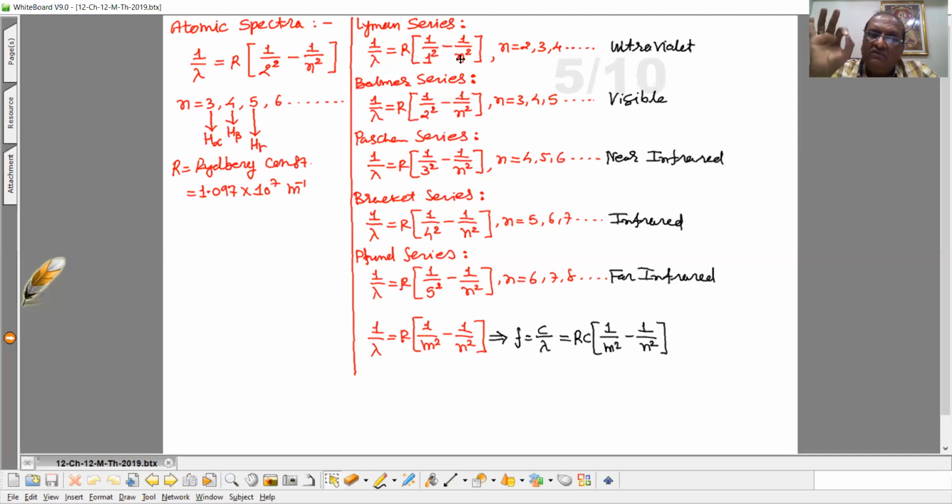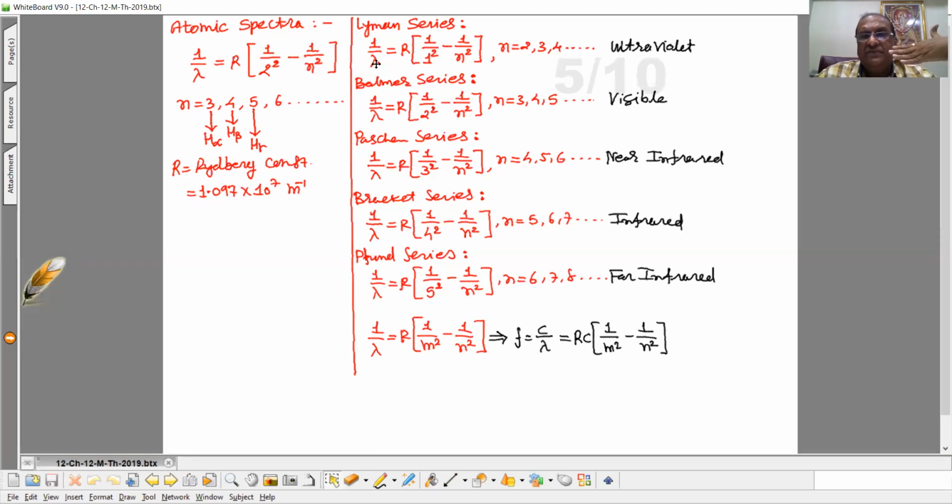The first line is always termed the alpha line. This is for the hydrogen atom. So when we substitute n equal to 2, we get the wavelength of the H alpha line of the Lyman series. Then if we substitute n equal to 3, we will get the wavelength of the H beta line of the Lyman series. Like that.